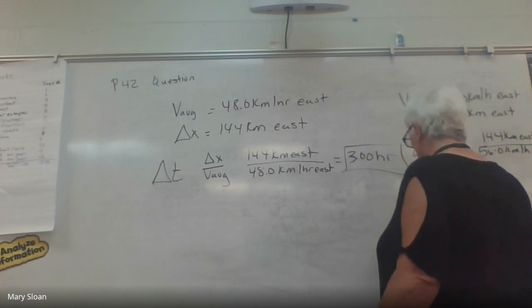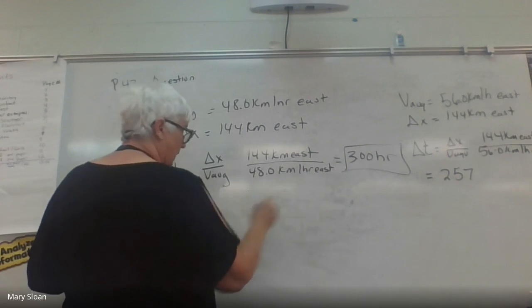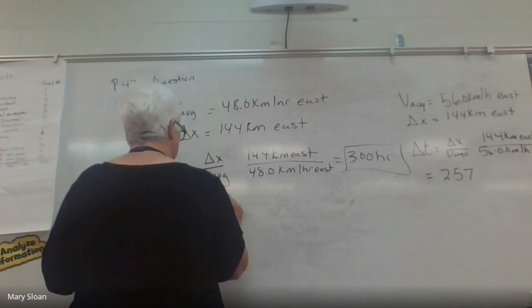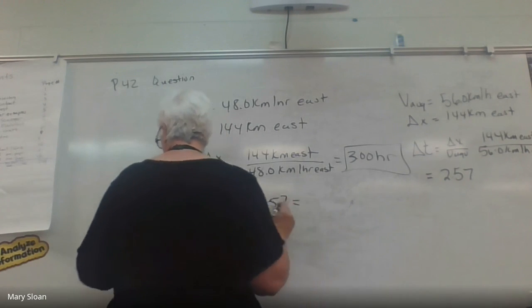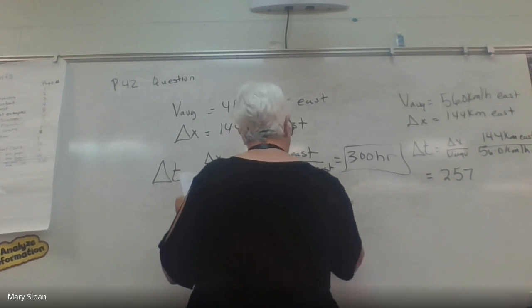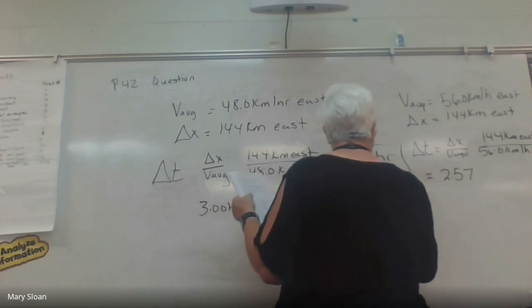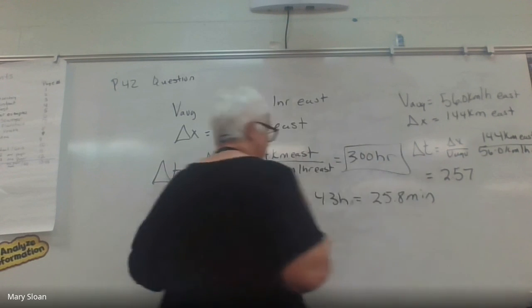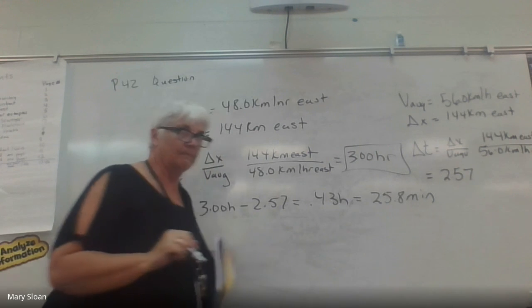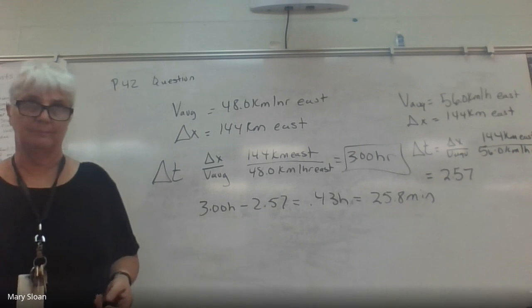So what I would do is take my numbers and subtract them. So that's 3.00 hours, subtract 2.57, which gives me 0.43 hours, which is going to equal 25.8 minutes. Is that what you got for number 5? Yes.